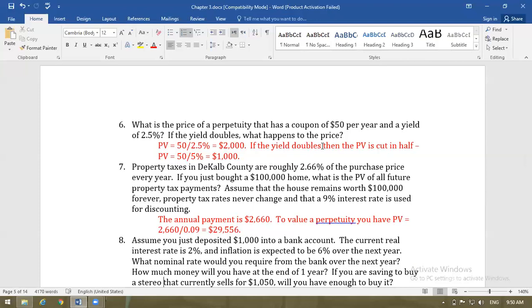If the yield doubles, what happens to the price? Now the yield becomes double, 2.5% to 5%. The bond price will be 1,000.